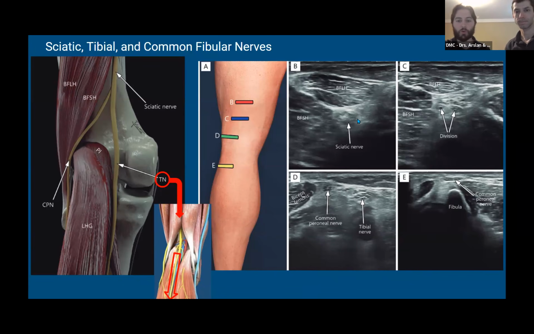Common peroneal nerve courses along the lateral side of the popliteal fossa, deep to the biceps femoris, until it passes around the head of the fibula. The tibial nerve passes down the center of the popliteal fossa, running below the tendinous arch of the soleus muscle, and then down the midline of the posterior calf in between the medial and lateral gastroc muscles.